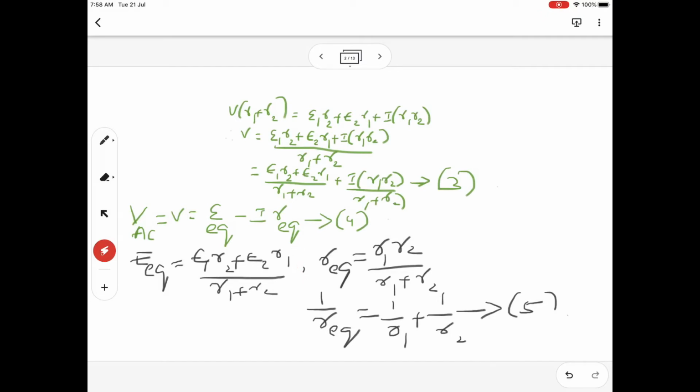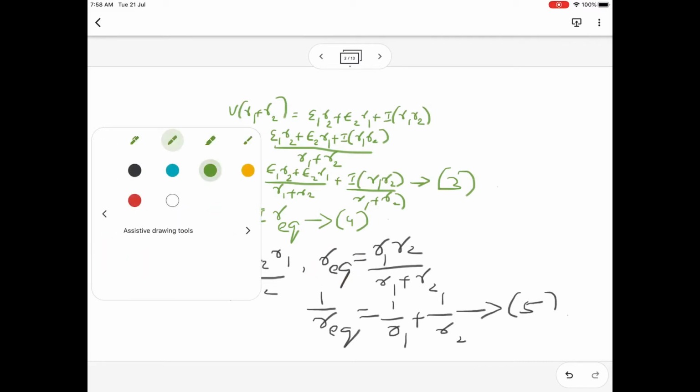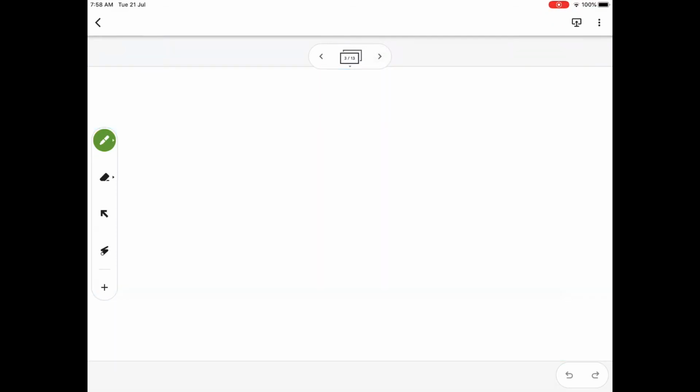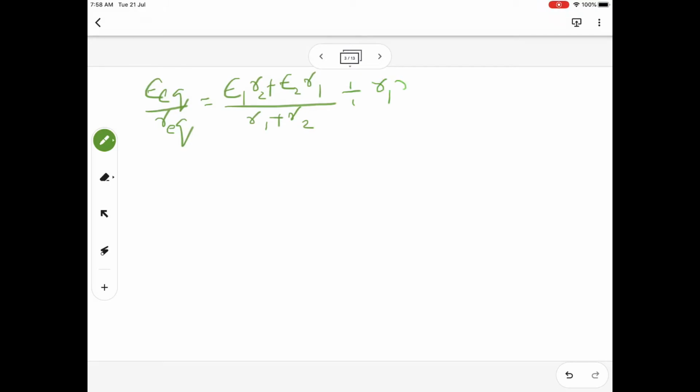Now we'll see E equivalent. E equivalent is (E1 R2 plus E2 R1) divided by (R1 plus R2). But if you have one more cell, establishing an equation for E equivalent will be very tedious. So to get a general formula for E equivalent, we divide the E equivalent equation by the R equivalent equation.